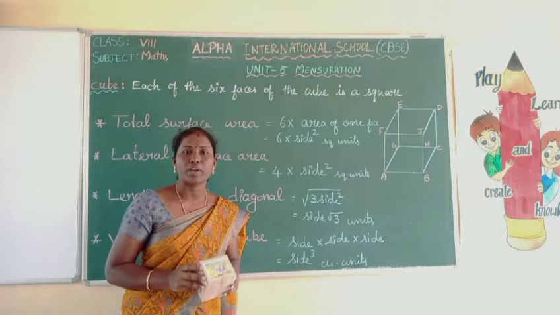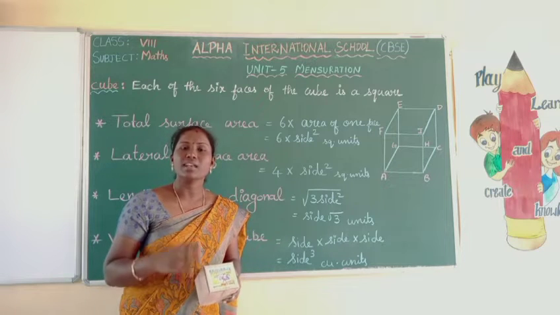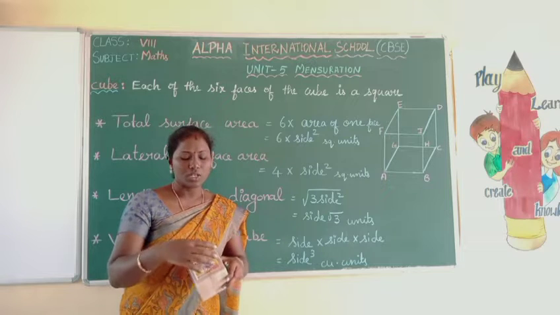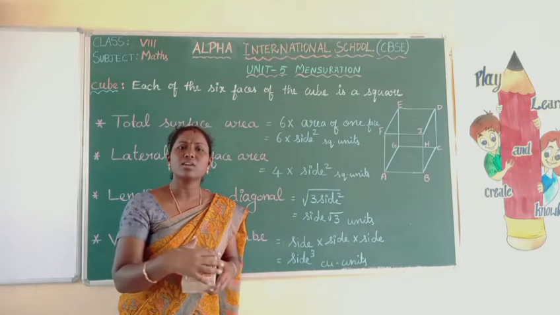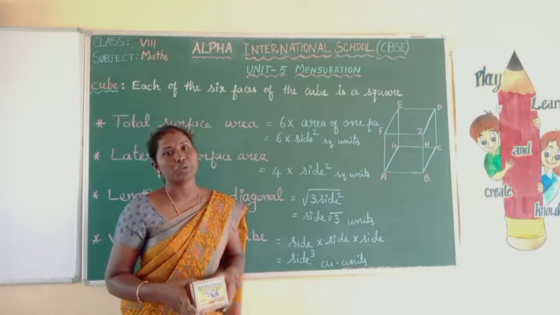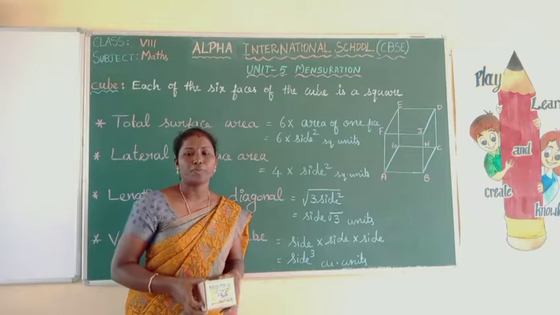We know the property of a square. What is a square? A square has 4 sides and all the 4 sides are equal. So each face here resembles a square, which means all the 6 faces are identical. This is a cube.